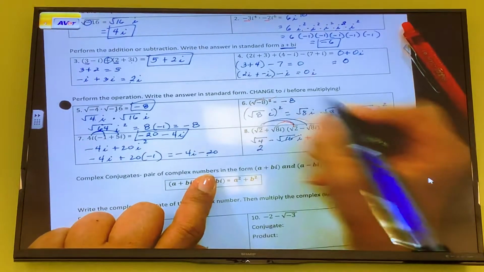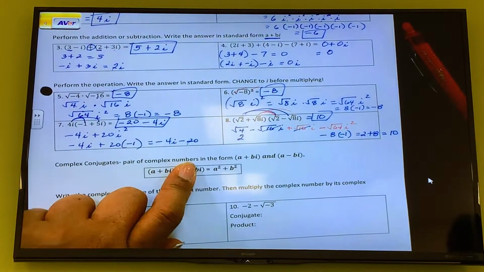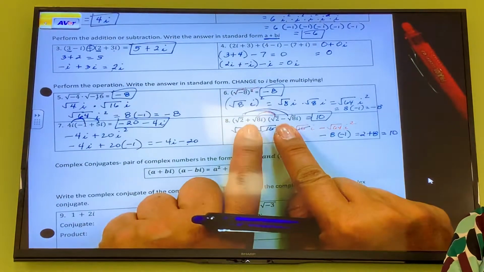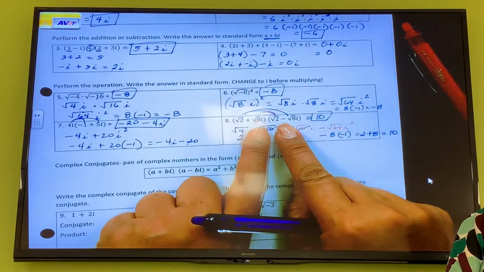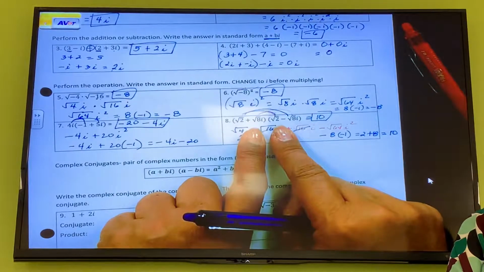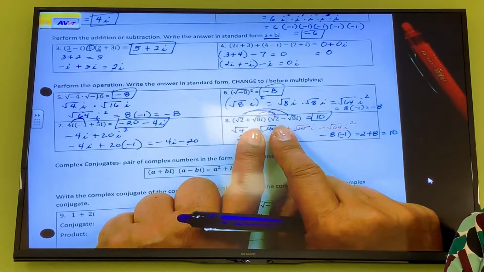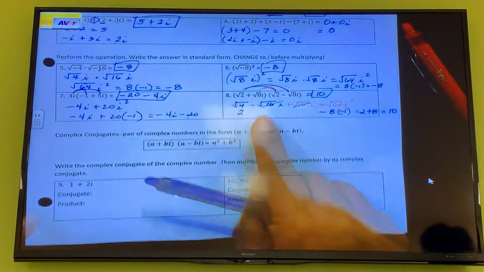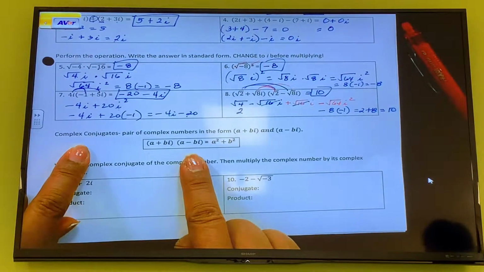Okay, I forgot to put this in pieces. Alright, now look. Is there something familiar with the problem for number 8? They're the same, right? Exactly the same, but one is a plus, one is a minus. If we factor something like that, it's called difference of two squares. So there's something really familiar with it because they are what we call complex conjugates.